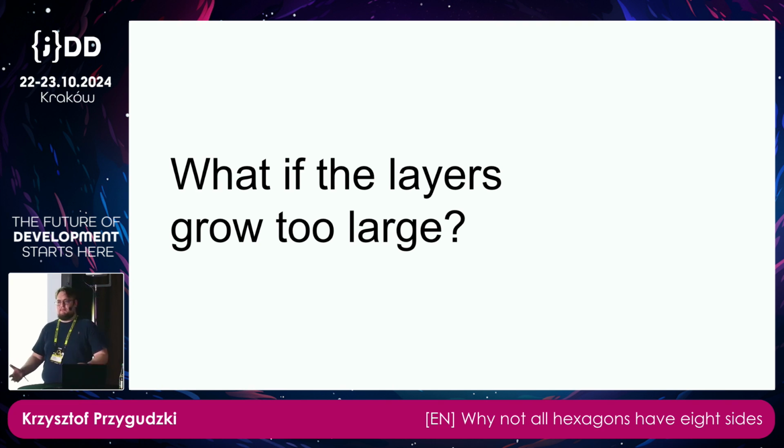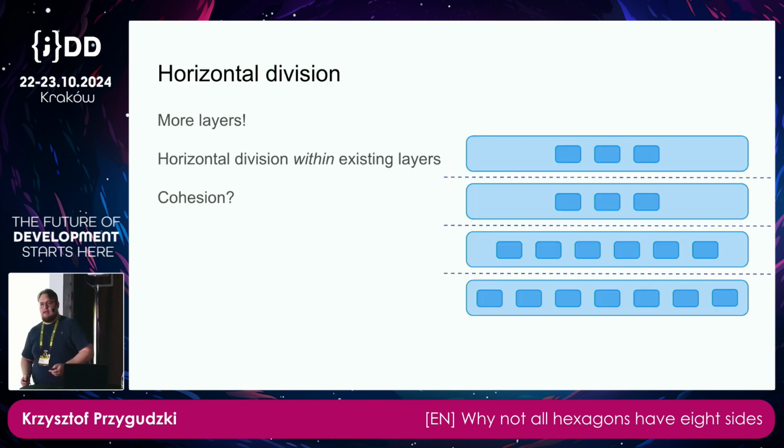Then the big question is, what if our application grows too large? How do we tackle that? And how does hexagonal architecture help us with that, right? So we have this horizontal division based on our layered architecture, right? And so how could we solve this problem of having too many classes? These layers grow too big, right?